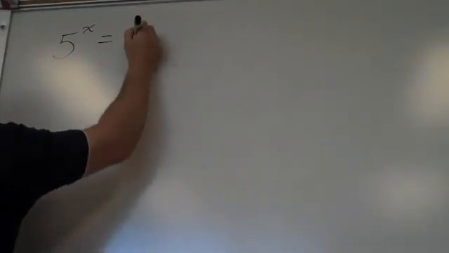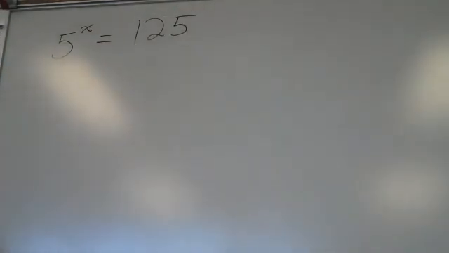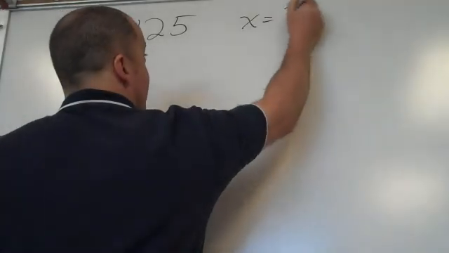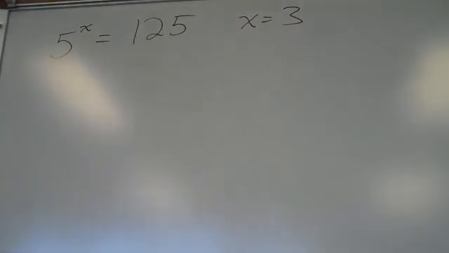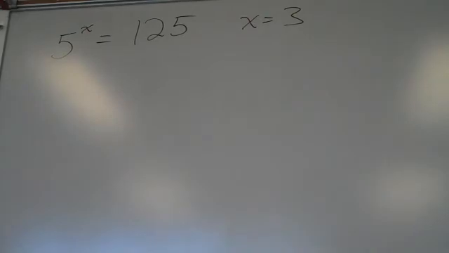Use this example a lot. 5 to the x equals 125. What is that? 3. How'd you know that? 5 to the third equals, because you know what 5 cubed is, exactly. You don't have a process to solve that. If you think about it, you've never learned a process to solve that.